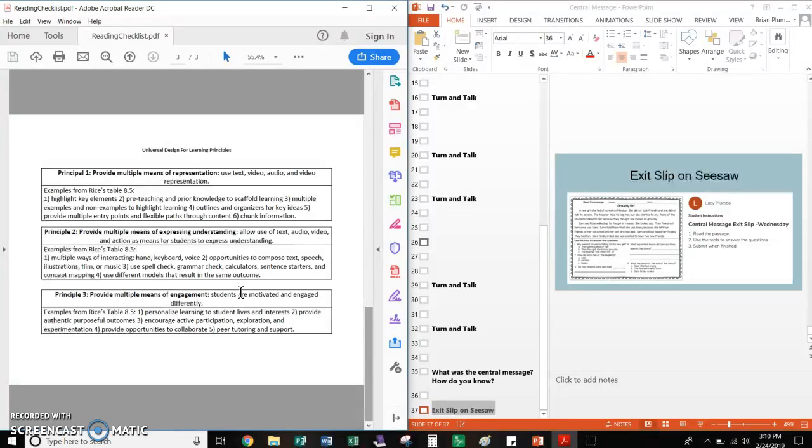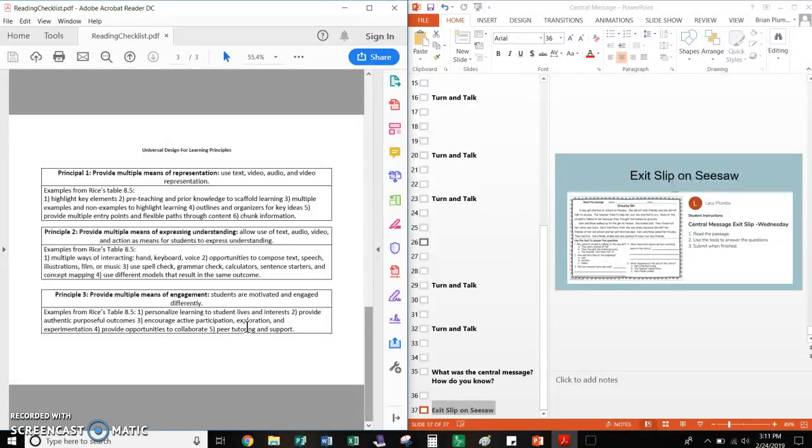Students are motivated and engaged differently. So looking at the table, did I personalize the learning to the students' lives and interests? I feel like the story I chose was high interest because it's something that they could deal with, wanting those new pairs of shoes and not being able to, or thinking everybody else had it. And the story is a valuable lesson for really everybody to learn. Provide authentic, purposeful outcomes. So it was something that was real, something that they could deal with. It encouraged active participation, having that constant turn and talk. Okay, let's fill this out. Provide a great opportunity for collaboration.